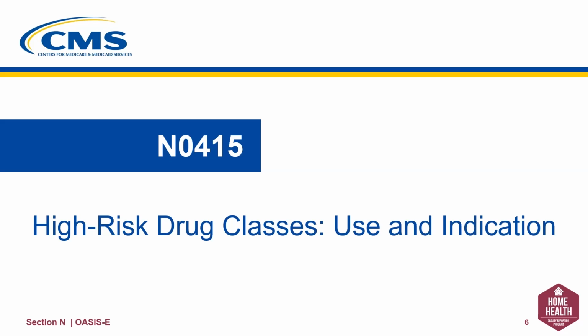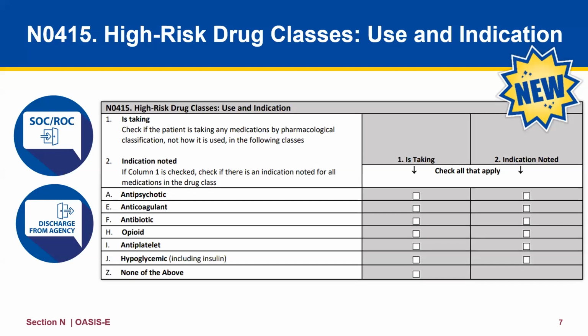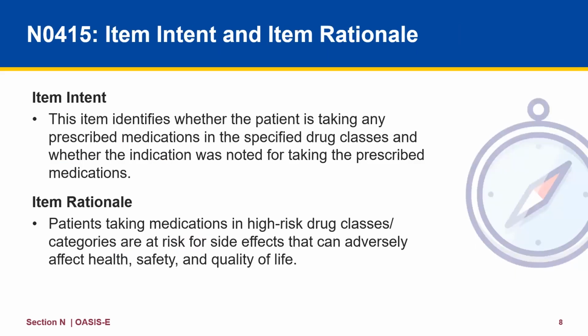N0415, High-Risk Drug Classes, Use and Indication. Here is a screenshot of the new item in this section. For OASIS-E, this item will be collected at start of care, resumption of care, and at discharge from the agency. The intent of this item is to record whether the patient is taking any medications in specified drug classes, and whether the indication was noted for taking the prescribed medications.